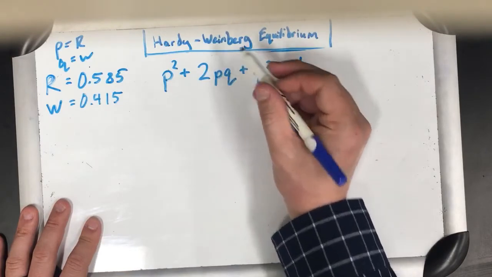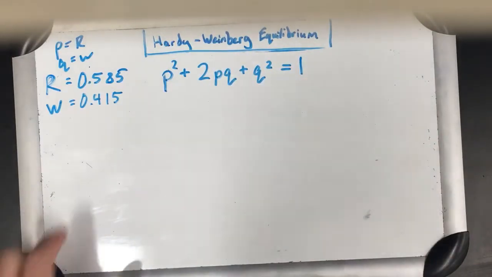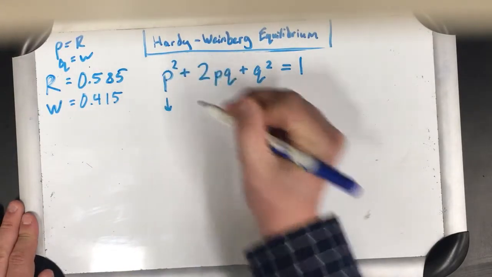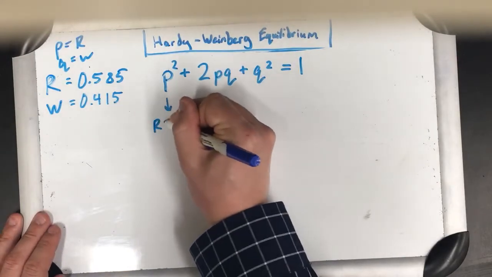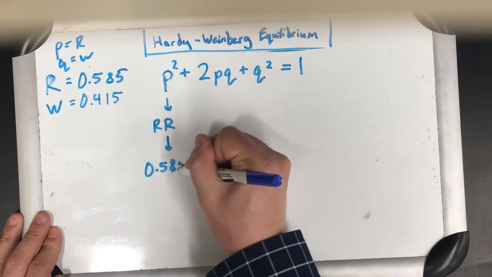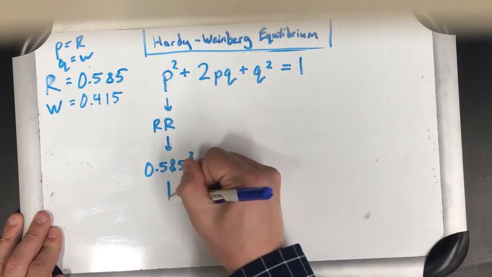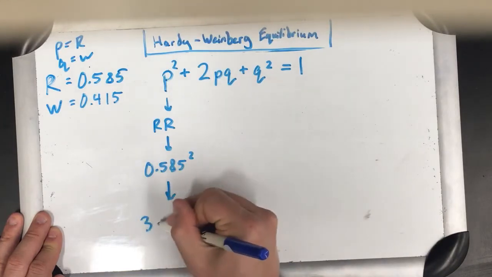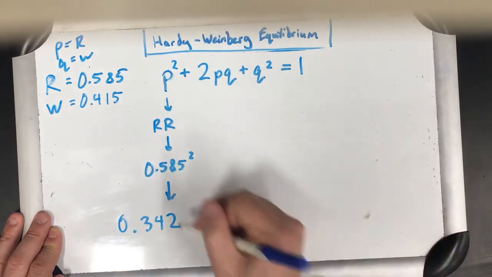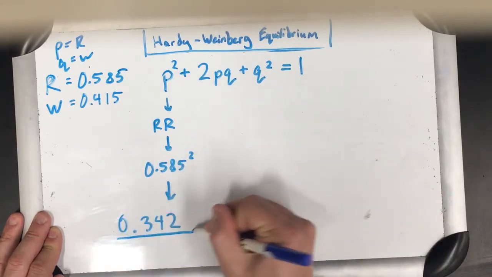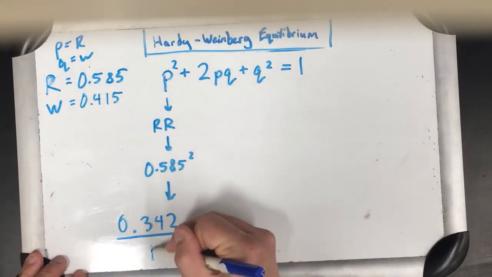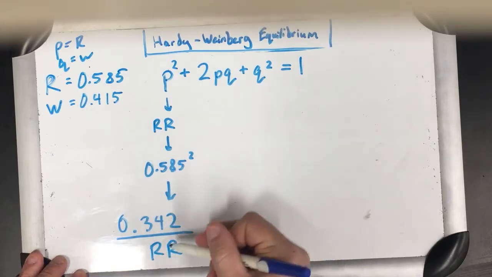So let's fill out exactly what you would expect for each of these. For double dominant, that's what this is. In this case, you have 0.585 squared, and what that equals is 0.342. So that's the frequency that you'd expect of double dominance. Remember, that is RR. That's the frequency you expect, so about 34%.